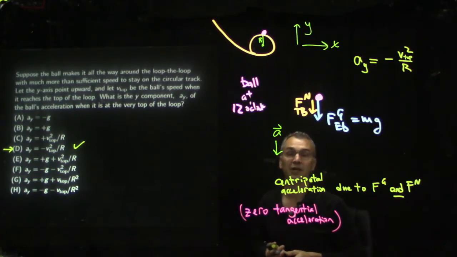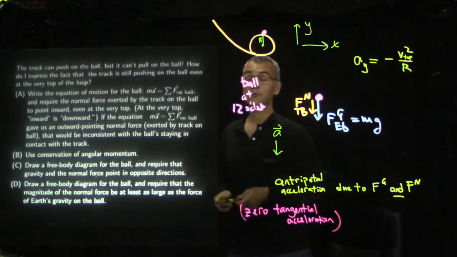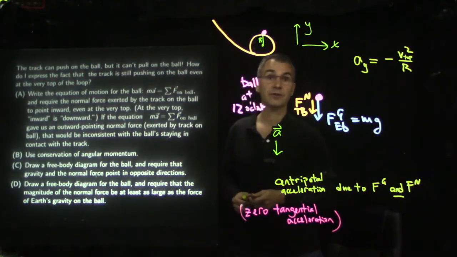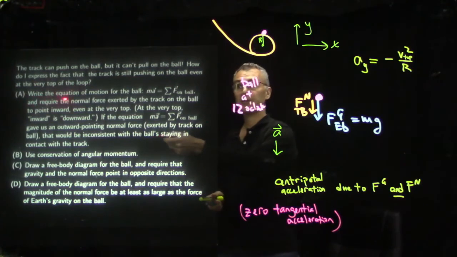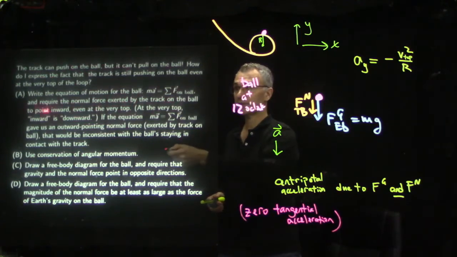Well, we're calling it v top. The track can push on the ball, but the track can't pull on the ball. How do I express the fact that the track is still pushing on the ball even at the very top of the loop? I could write the equation of motion for the ball, F equals ma on the ball, and require the normal force exerted by the track on the ball to point inward, even at the very top.